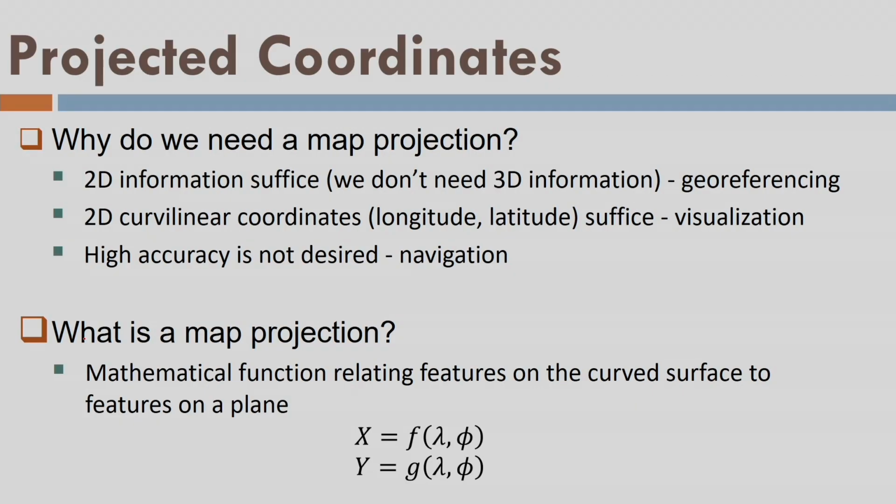So for that purpose I do not need the third dimension or the third information on the map. Fine. The second is 2D curvilinear coordinates, that is longitude and latitude. Sometimes they by themselves suffice for the purpose, or they are sufficient.